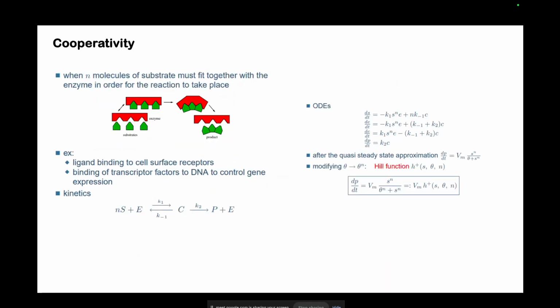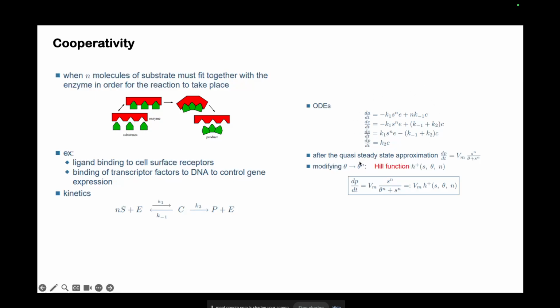A similar example is cooperativity. It's basically when n molecules of a substrate must fit together with the enzyme in order for the reaction to take place. So it will not only work with one molecule of a substrate. It will work with like 5, 6 molecules of substrate. Actually, I'll not go into the details of these equations. This is the equation, and if you do an ODE model, these will be the differential equations that turn out.